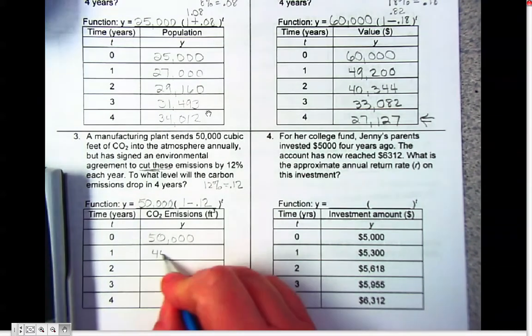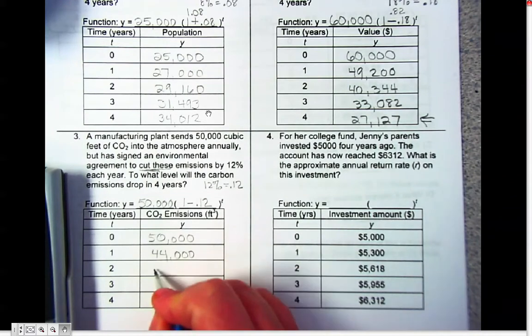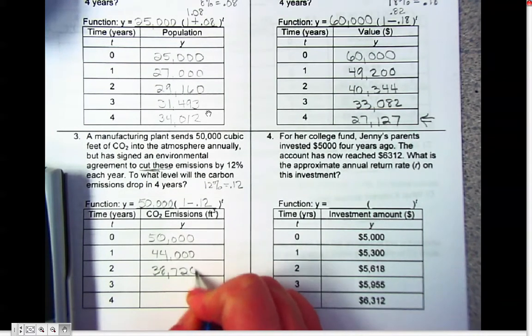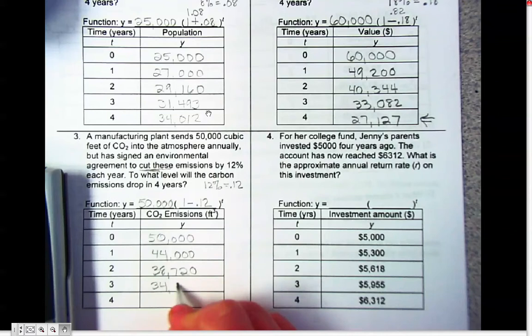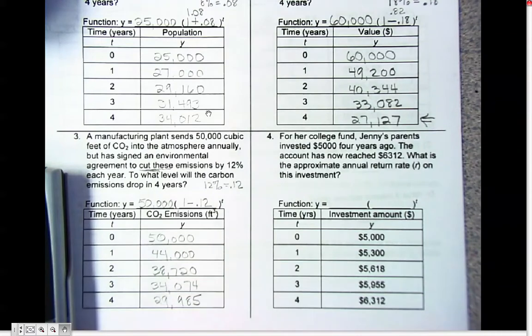So 44,000, 38,720, 34,074, 29,985. So at the end of the 4 years, the carbon level will drop to 29,985.